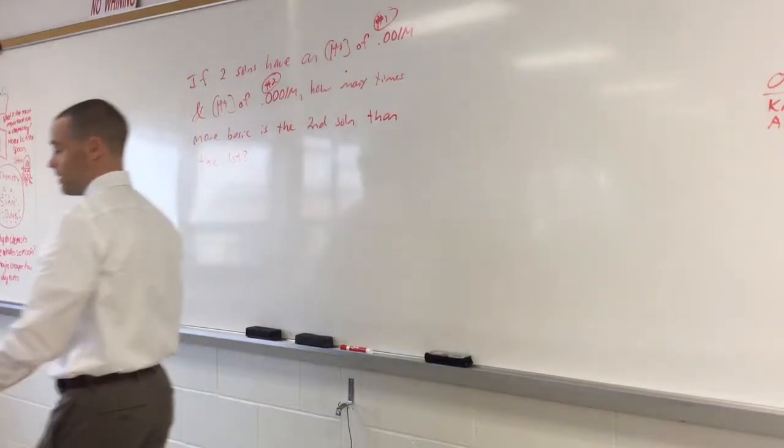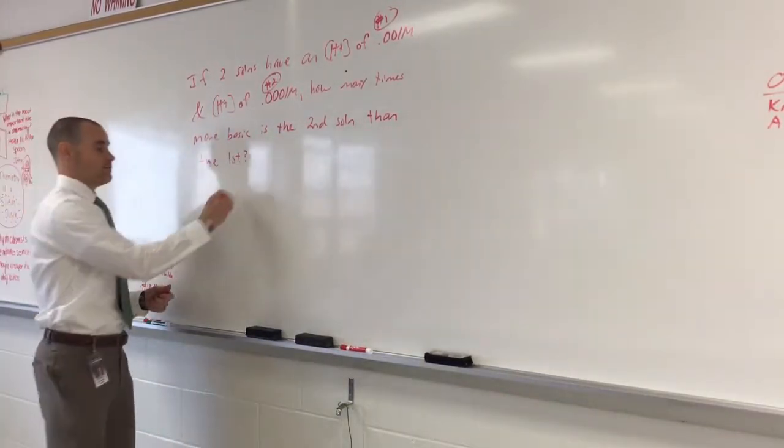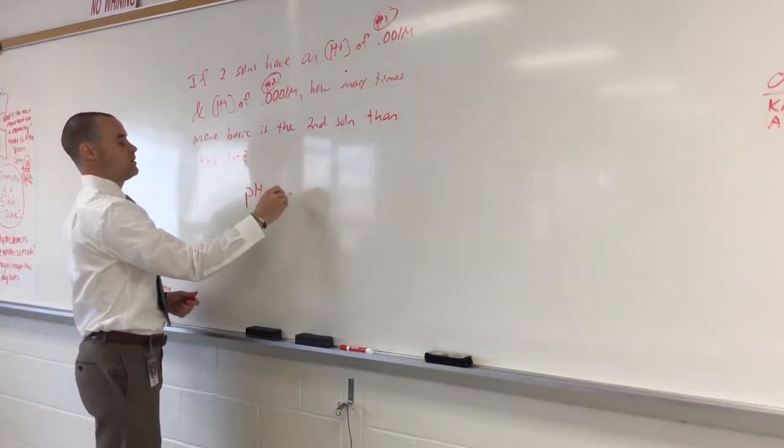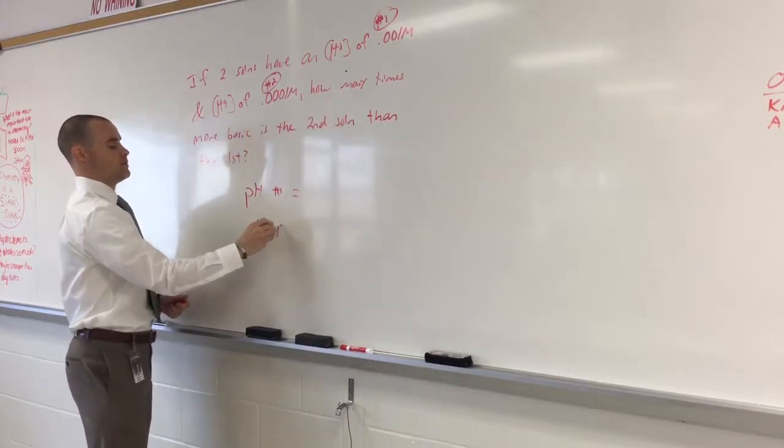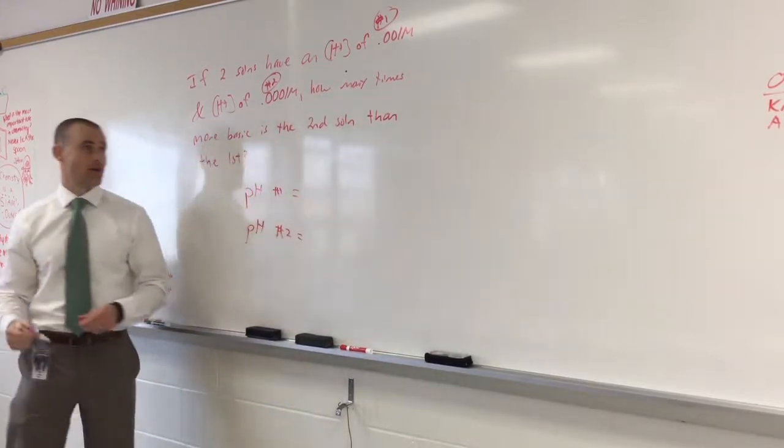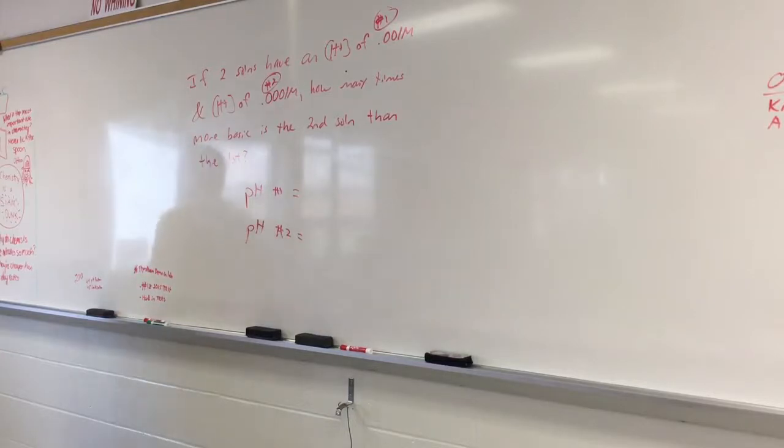So the first step here, write down the pH for number one, pH for number two. The pH of number one and the pH of number two. Do that first, and then you can figure out how many times more basic or acidic, again, depending on what they are asking.